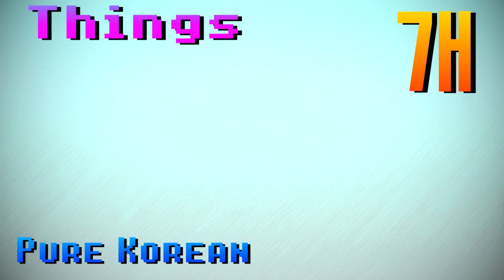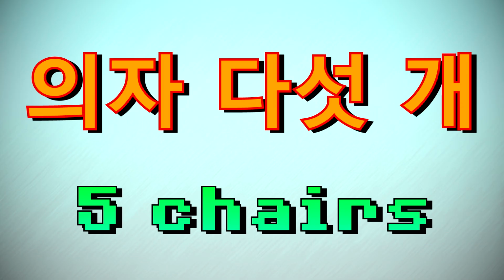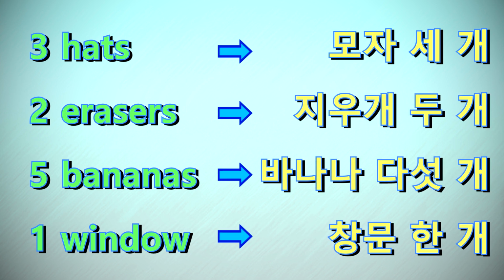Let's continue. You can count things, including things that don't have their own counter, or things that you don't know their counter, using 개. So to say 5 chairs, you can say 의자 다섯 개. Try translating these examples on your own. You can pause the video here. Here are the answers. 모자 세 개, 지우개 두 개, 바나나 다섯 개, 창문 한 개.